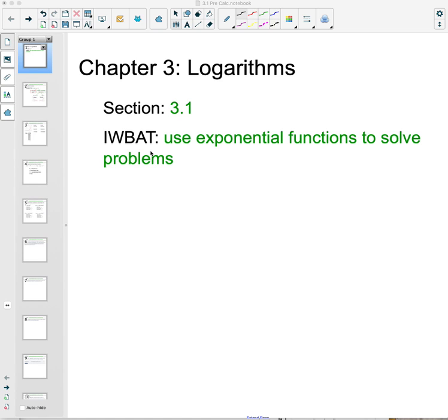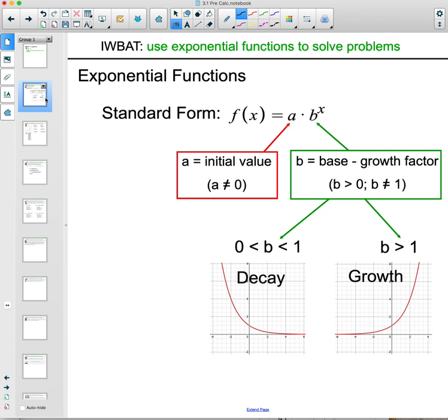In this video, we are going to be getting into chapter 3, which is going to be starting logarithms. In order to talk about logarithms, we first need to start with exponential functions because what we're going to find out is that logarithms are the inverse of the exponential function. So let's go ahead and take a look at the standard form of an exponential function, which is what we're going to be using today.